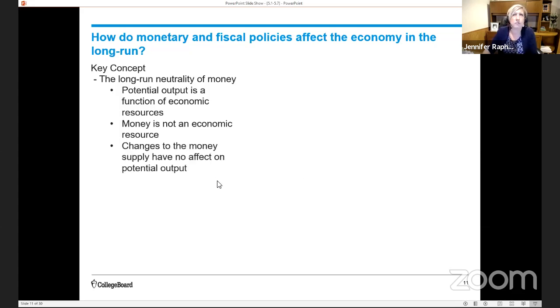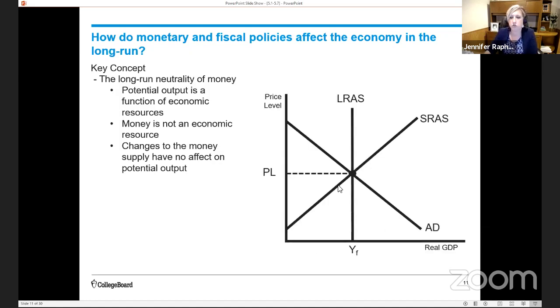So it should make sense that changes to the money supply aren't going to have any impact on potential output. If we increase the amount of money in the economy, we're not increasing our resources. So we shouldn't see changes in the money supply affect long-run economic growth. But let's prove that using our ADAS model. We'll start with an economy that's in long-run equilibrium and assume that the government implements some expansionary monetary policy. An expansionary monetary policy increases the money supply and leads to a decrease in nominal interest rates. That causes interest rate sensitive spending to increase, which causes aggregate demand to increase.